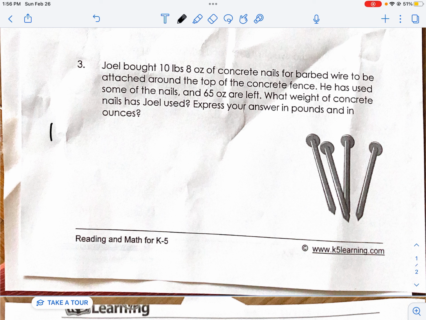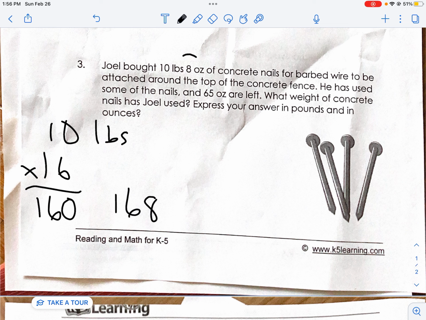So 10 pounds, how many ounces would that be if there's 16 in 1 pound? So we could count by 16s 10 times. So 16, 32. Or we can just multiply. I know 16 times 10 is 160. Plus 8 is 168. And the reason I'm plussing 8 is because there's 8 right here that we have left over. So if I subtract my 65 ounces, it is 8 minus 5 is 3. 6 minus 6 is 0. So we have 103 ounces.